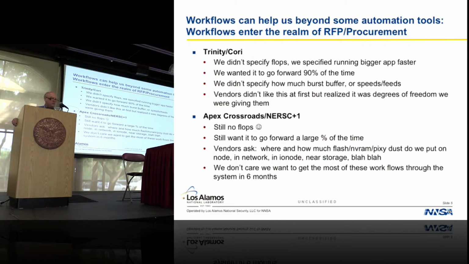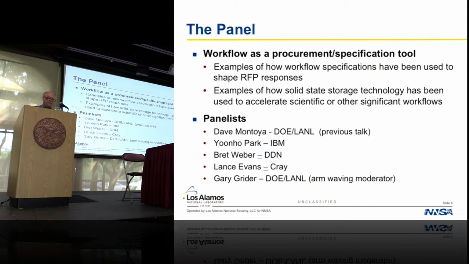And with this Apex Crossroads, NERSC machine that are being purchased in 2020, we're going to stick with that. No flops. We want the machine to go forward 90% of the time. But in addition, we want these workflows to be part of the procurement, so that the RFP responses will be looked at and measured based on how well we think they'll do these workflows. And Dave went through that in gory detail, so I won't take you through that. So that's the background behind this. It's just about workflows in dialoguing with vendors about procurements of machines and infrastructure and the like.